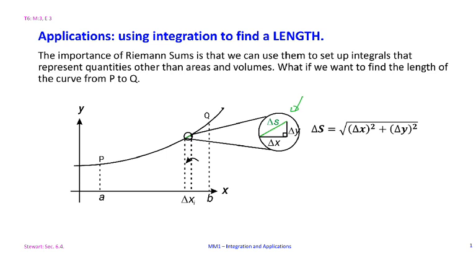So here, now I've magnified. This is in fact a little triangle, and of course the length of the hypotenuse is given by Pythagoras' theorem, which is the square root of the width squared plus the height squared. Now, that being the width.